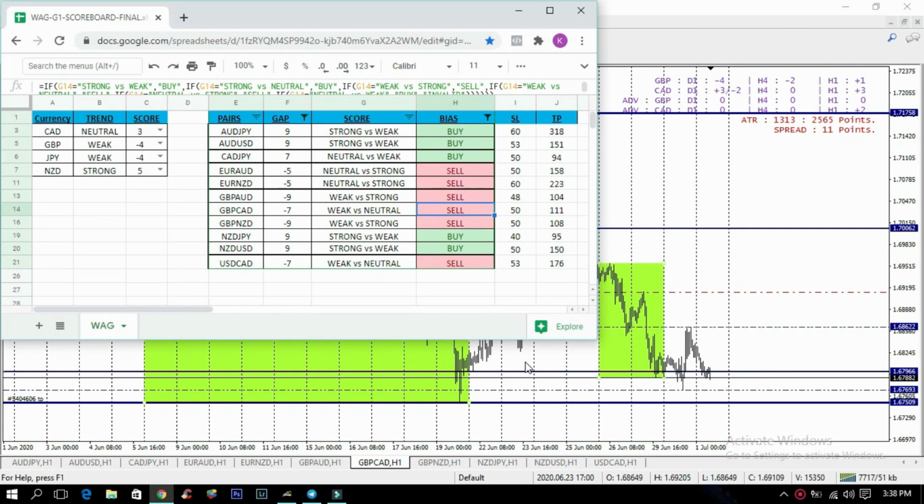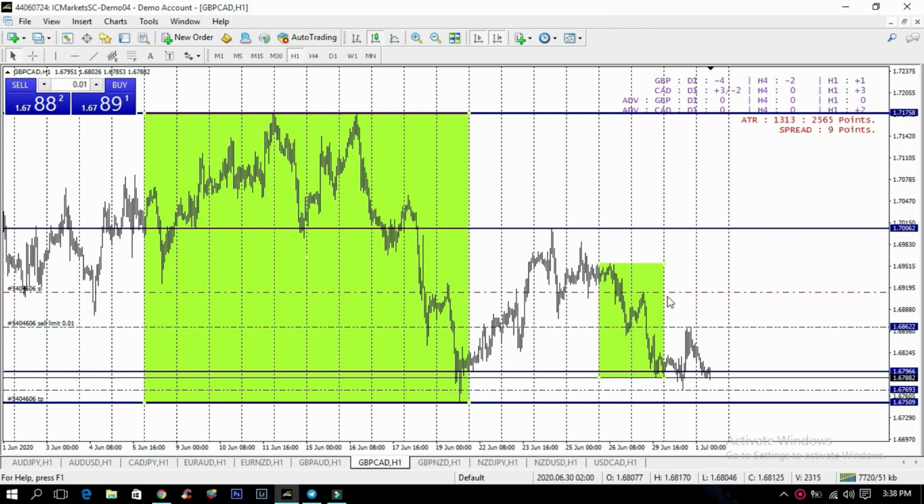Next is GBP CAD with the sell bias. So, set natin yung sell limit dito sa line na to. SL natin is around 50 pips. And then TP is around 111 pips.